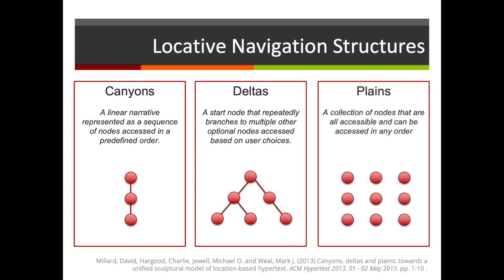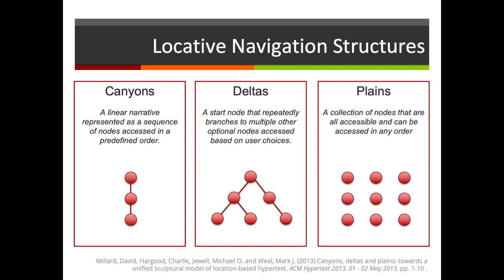The last structure is a plane. So this is a sequence of nodes or information points that you can visit in any order. So you can wander around and trigger these when you're in the appropriate location. So if a canyon is more suited to a tour guide, something like a plane would be more suited to an information system where you would wander around a particular place and say, well, tell me more about where I am here.